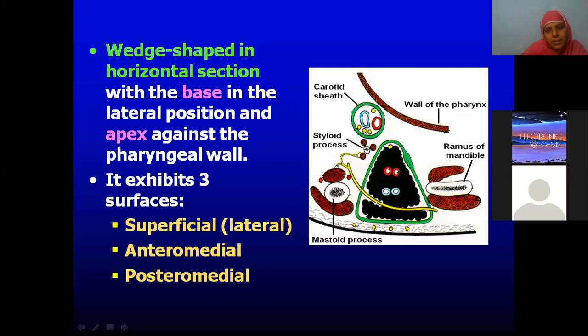Now when you look at this picture, you will understand better. See here, what are the things we have? It is wedge shaped. So this is the horizontal section. The base is found in the lateral position here, and the apex is found towards the pharyngeal wall. This picture is highly confusing. Better than this, what I told you. This is anterior border, posterior, superficial, anteromedial, posteromedial. Like that you remember. The surface which is above is the superficial surface, which can also be called the lateral surface.